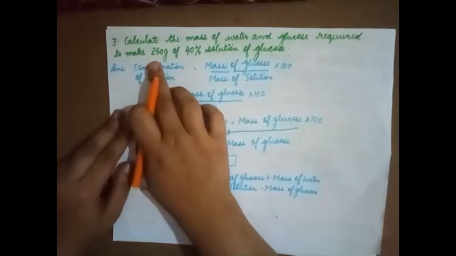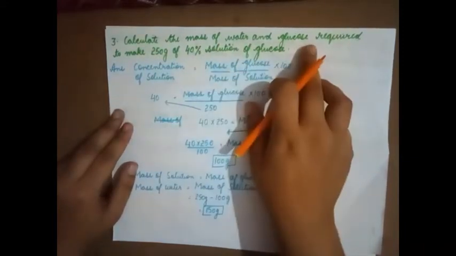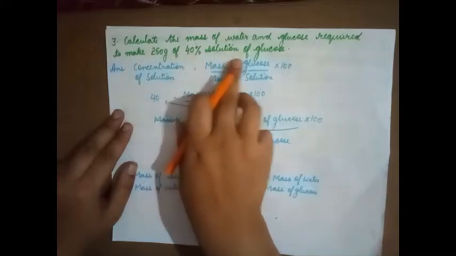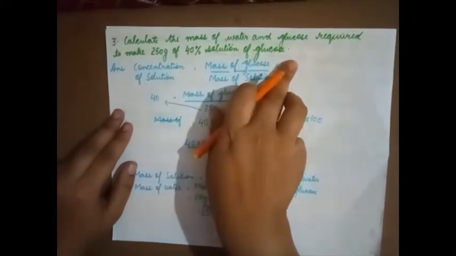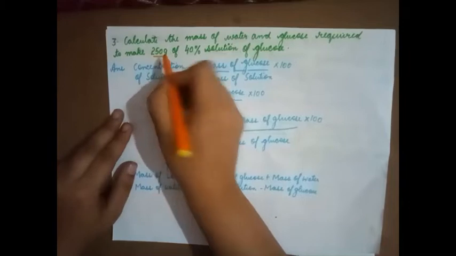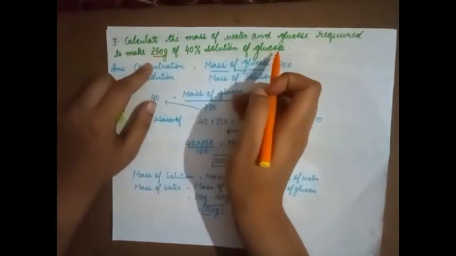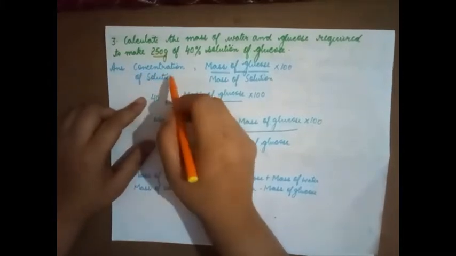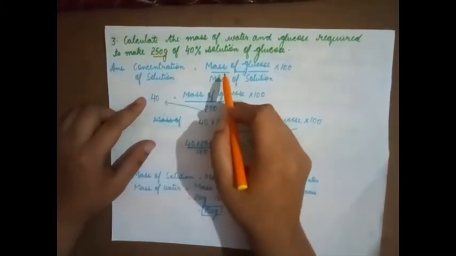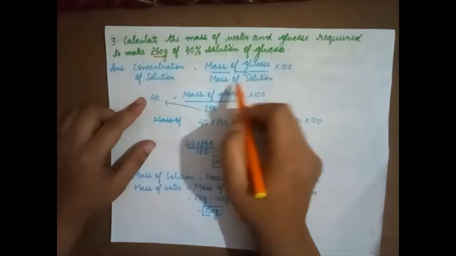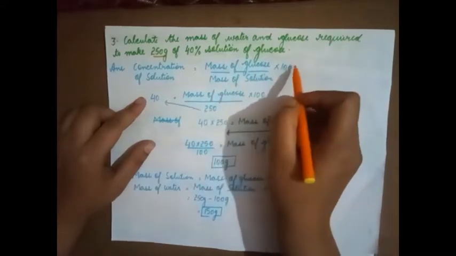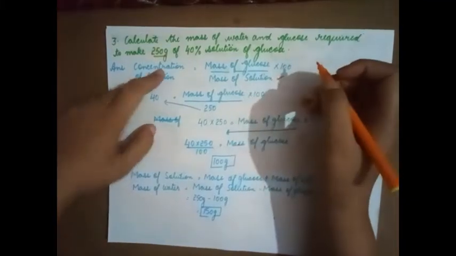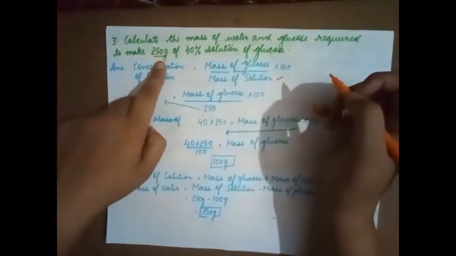Next, the third problem was slightly confusing for a few of them. Listen to it carefully. Calculate the mass of water and glucose required to make 250 grams of 40% solution of glucose. Now, 250 grams of 40% solution of glucose. Now, we are using the same formula. Concentration of solution is equal to mass of glucose divided by mass of solution into 100. Now, what is given? They have given the mass of solution, that is 250 grams.